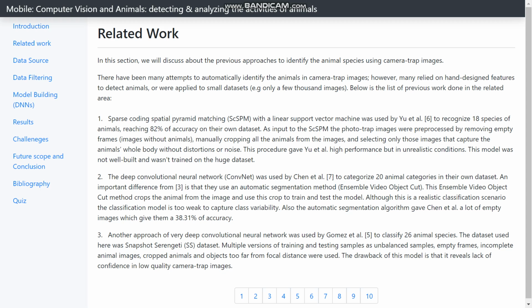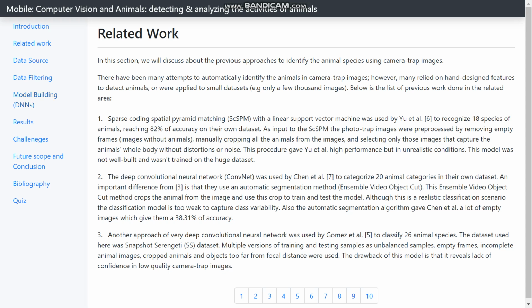And the third paper published was by Gomez. It is related to very deep convolutional neural networks to classify 26 animal species. The dataset used here was the Snapshot Serengeti database. I will talk about that in the next slide. The drawback of this model is that it reveals a lack of confidence in low quality camera trap images.